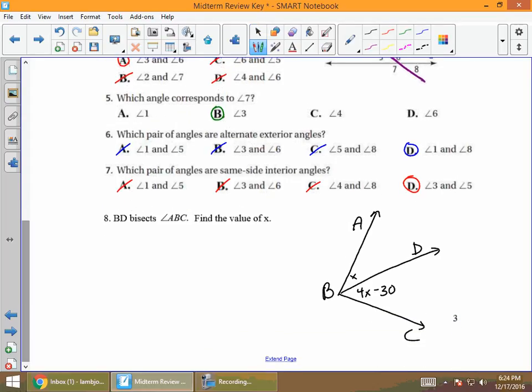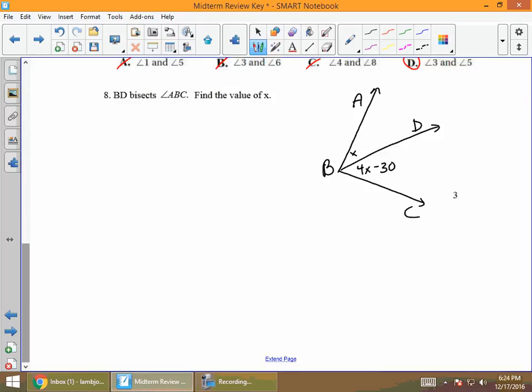Number 8, my picture didn't copy like yours did, so I have it drawn up there. It says BD bisects angle ABC. So bisect means that the 2 angles have to be the same. They are congruent. So x is equal to 4x minus 30.